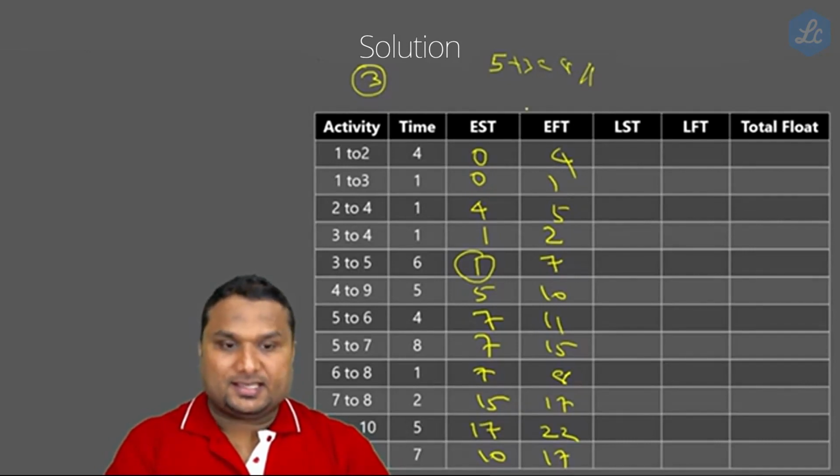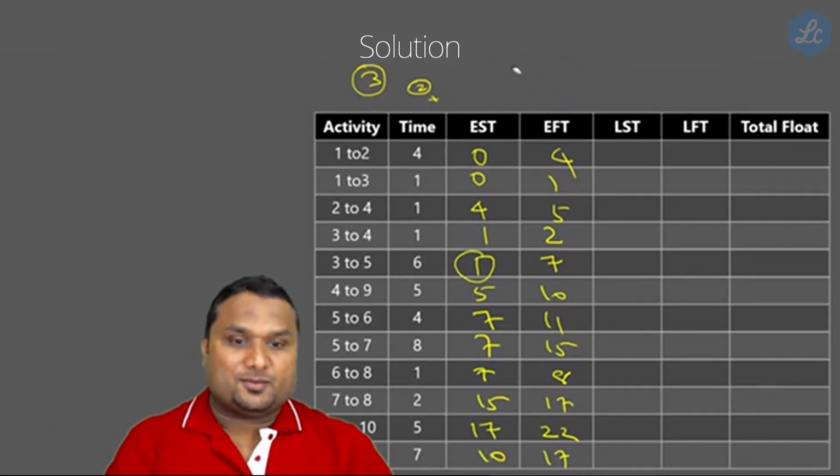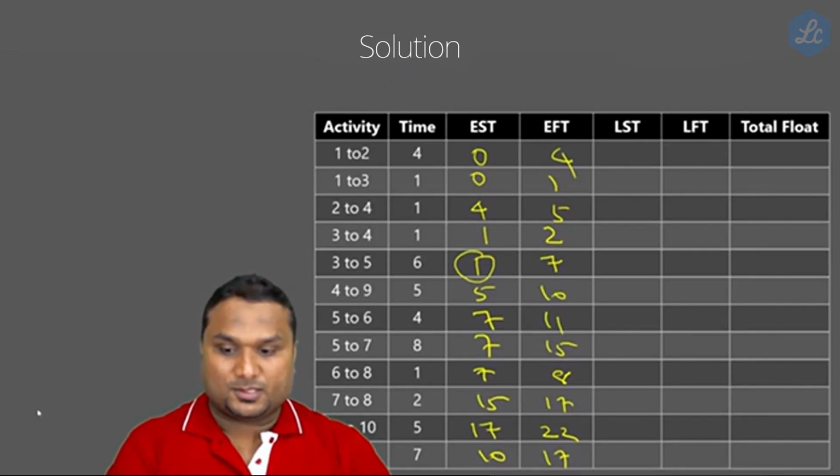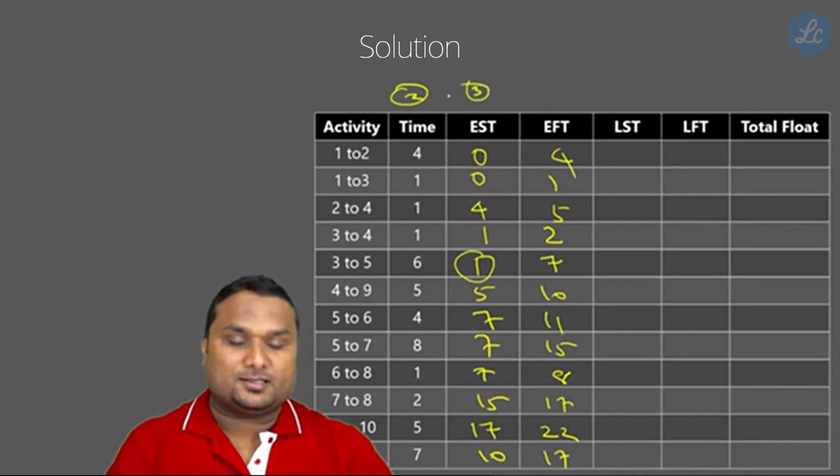It is very easy. Actually, I don't want to say that EFT equals EST plus duration, that is column number 3 plus column number 2. This is the wrong way of teaching. Column number 4 is equal to column number 2 plus column number 3. This is the wrong way of teaching.